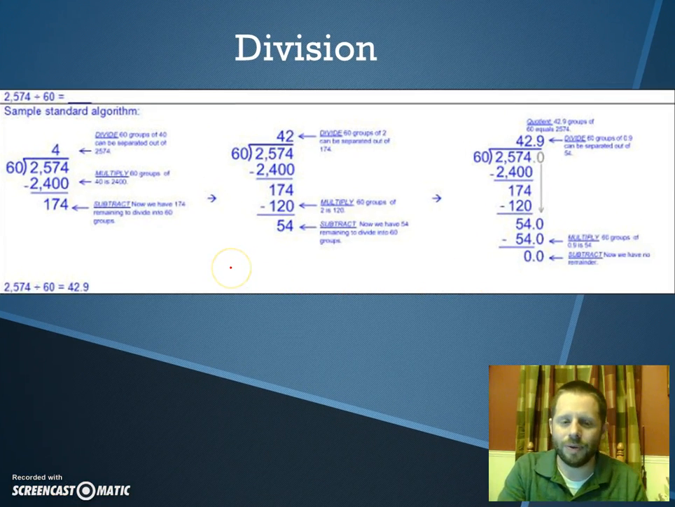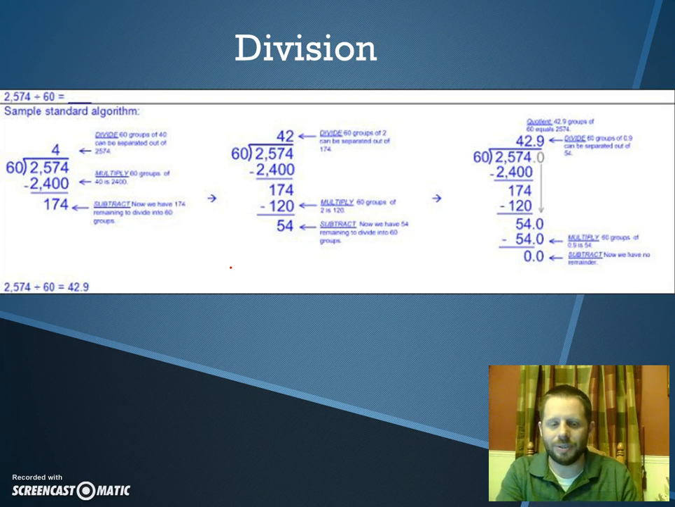Okay, this is more of the standard algorithm that you guys are probably used to. So same exact problem we just did, but with this one we're saying, okay, 60 can't divide into 2, and sometimes when I do this I actually put a 0 here just so I remember I tried to divide 60 into 2, but that didn't work.